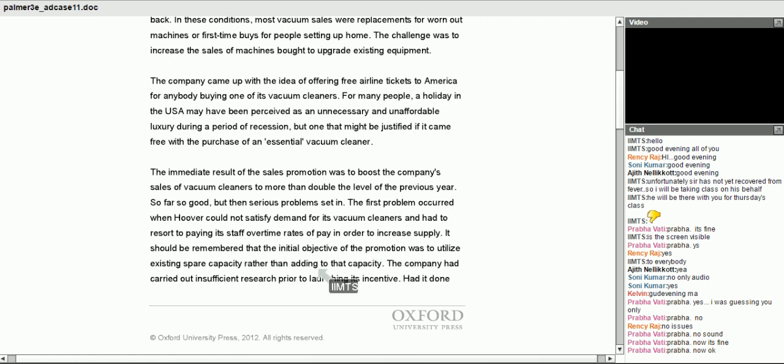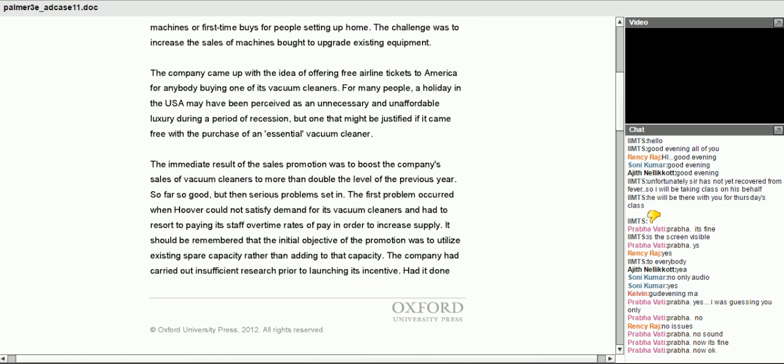It should be remembered that the initial objective of the promotion was to utilize the existing spare capacity rather than adding to that capacity. The equipment they had was not being fully utilized. The target was to make use of this equipment to the best possible capacity so that they could increase the profits. But the company had carried out insufficient research prior to launching its incentive. Now the problem was that they had to supply more of the product in the market, and the resources they had were over exhausted and the staff was overburdened. So they were getting burdens from both sides. Firstly, they were paying the staff, then they were purchasing the inputs also. That was adding to their cost. So this was all the result of poor research done before launching the scheme.